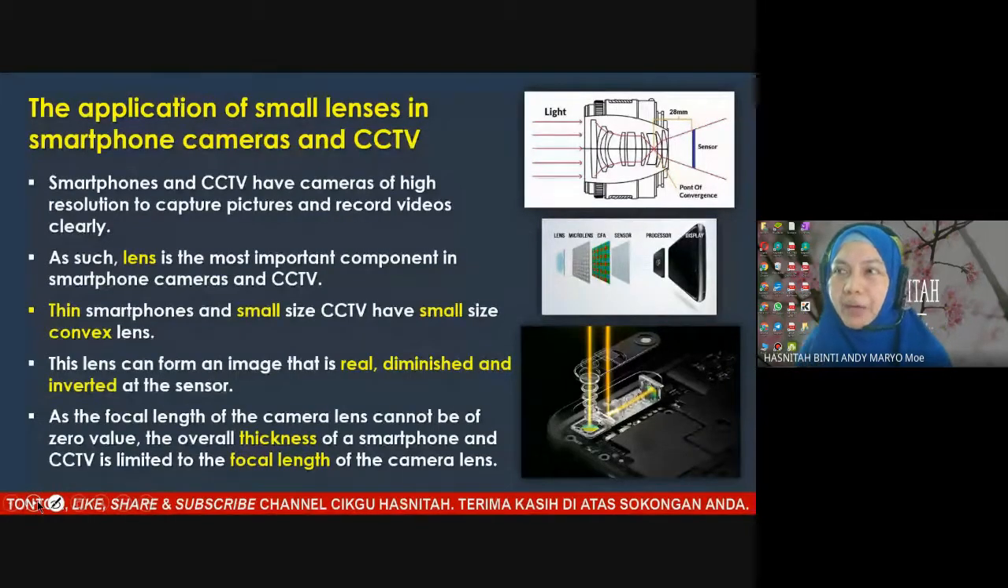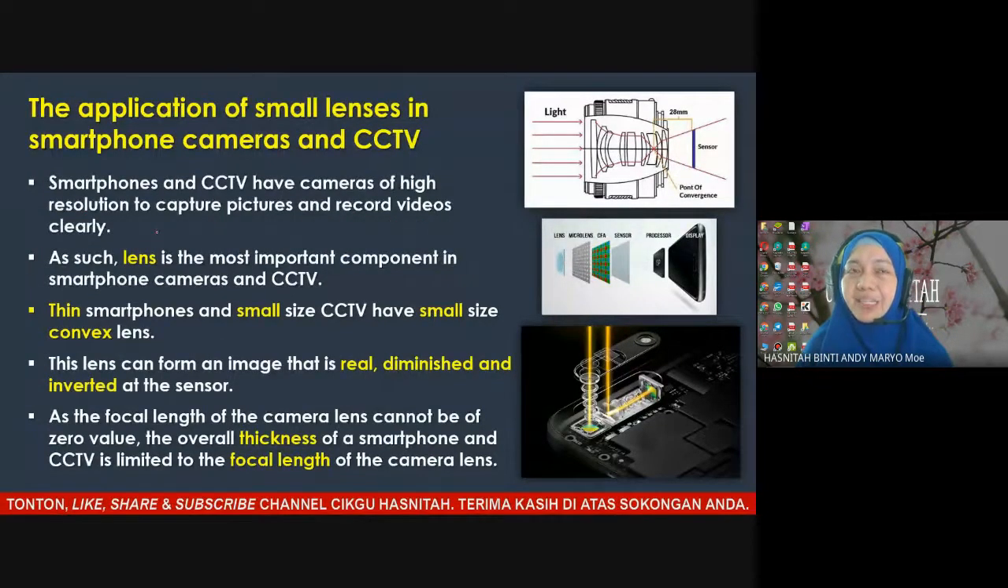Most of you have a smartphone, and your smartphone normally consists of more than one camera, more than one lens. Each lens has a different focal length, so it can capture an image with a different focal length. Itu tujuan dia. So smartphone and CCTV. CCTV ini closed circuit television. Sistem kamera litar tertutup. Closed circuit television has a camera of high resolution to capture pictures and record videos clearly.